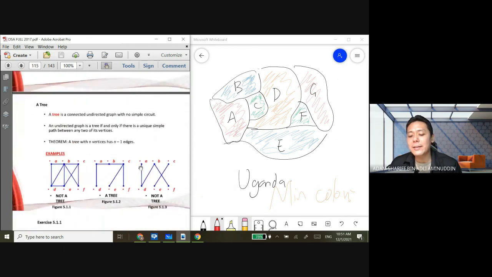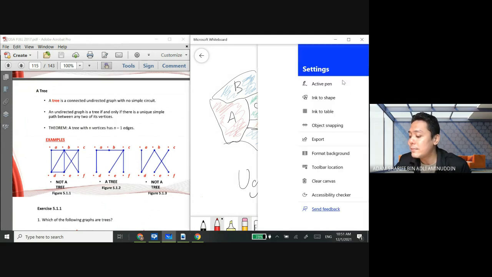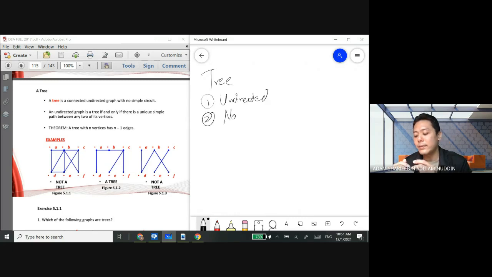Okay. I already mentioned that tree is a subgraph. What is tree? The definition is given that it is an undirected graph. Tree is a graph, but the component is that it is undirected, and also the more important component is that there is no circuit or no simple circuit. If you found a graph to have a circuit, be it small circuit, it is still not a tree.